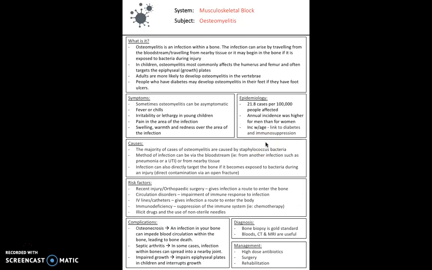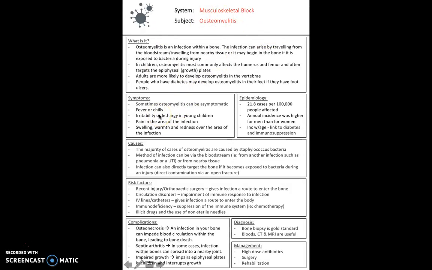Next we have osteomyelitis. So this is an infection within a bone, and the infection can arise from anywhere else in the body, so travelling in the bloodstream, travelling from nearby tissues to the bone, if it's exposed to bacteria during, for example, an injury. Now in children, osteomyelitis commonly affects the humerus and the femur, so the long bones of the arm and the leg, and often targets those growth plates. Adults are more likely to develop osteomyelitis, however, in the vertebra. So people who have diabetes as well, they can develop osteomyelitis, but they commonly develop it in their feet due to having diabetic foot ulcers.